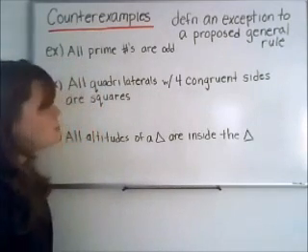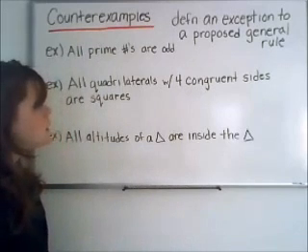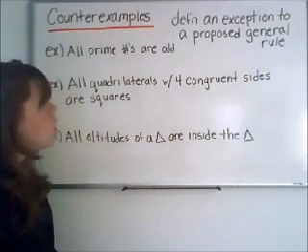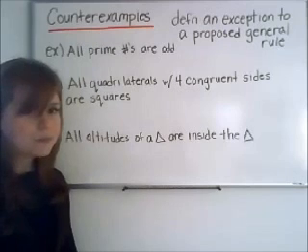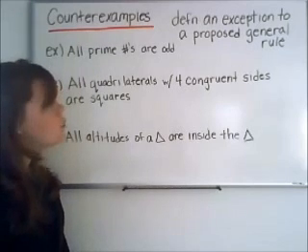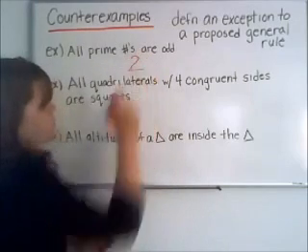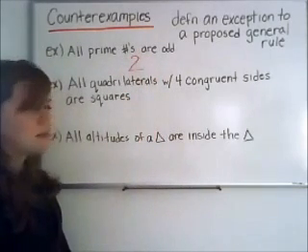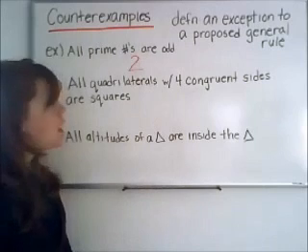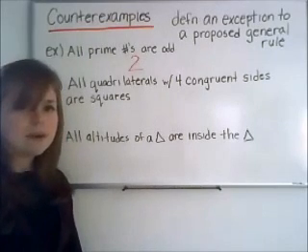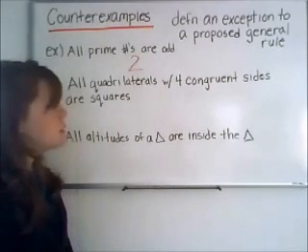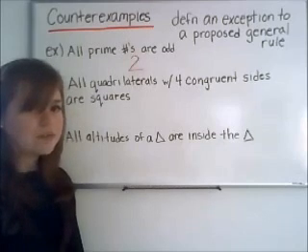The first example I have is pretty easy, and that is: all prime numbers are odd. Well, one I can think of right away would be the number 2. So a counterexample to that statement would just be 2, and 2 is obviously an even number, and it's also prime. It can only be divided by 1 and itself.